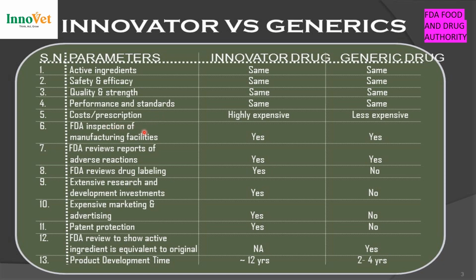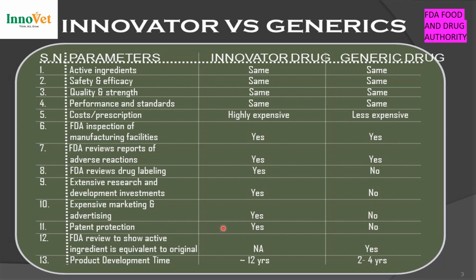Then both of them receive the FDA inspection for manufacturing facilities. FDA is the Food and Drug Authority. Then all of them will receive reviews from the FDA about the adverse reactions, and then they will receive reviews about the labeling. This labeling will only be for the innovator drug, but not for the generic drug. At the same time, the extensive research and development investments are more in the innovator drug, and in the generic drug there are no research and development investments. Expensive marketing and advertisement is also more in the innovator drug than the generic drug.